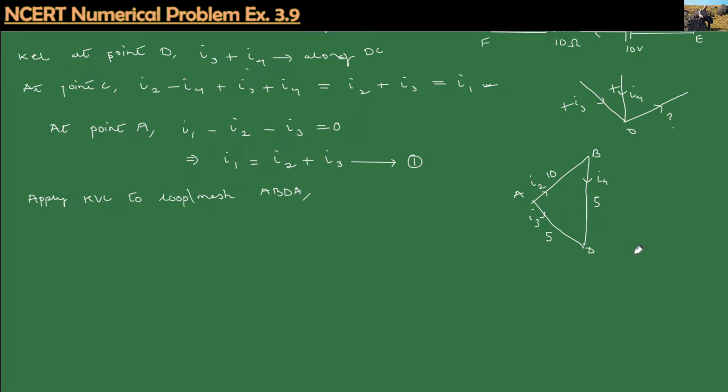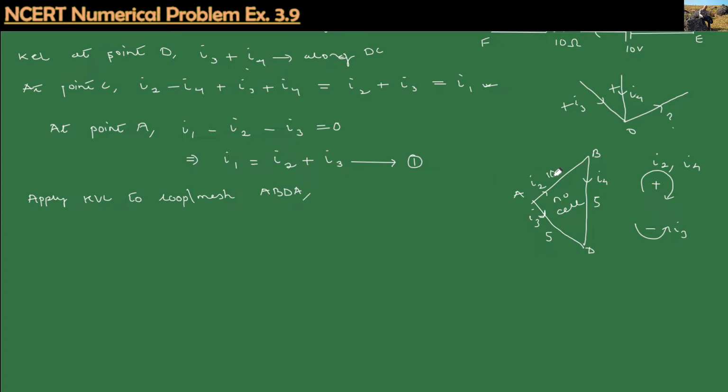The clockwise rotation of the current is taken as positive, which means I2 will be positive and I4 also will be positive. Whereas this I3 is in this direction, so that will be taken as negative. In this loop there is no cell, so the total EMF of this loop will be equal to 0.